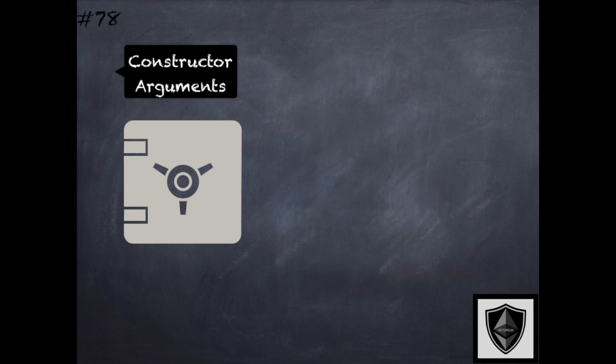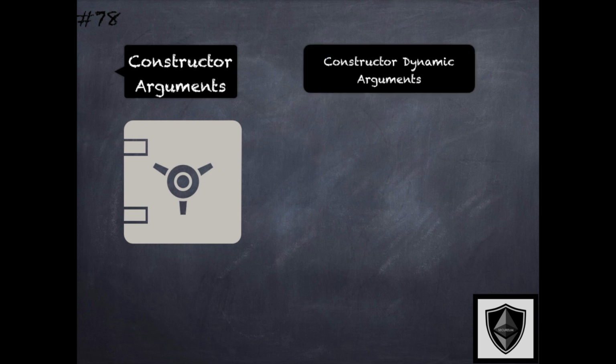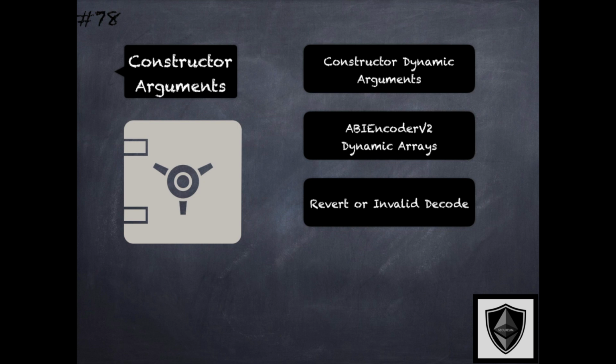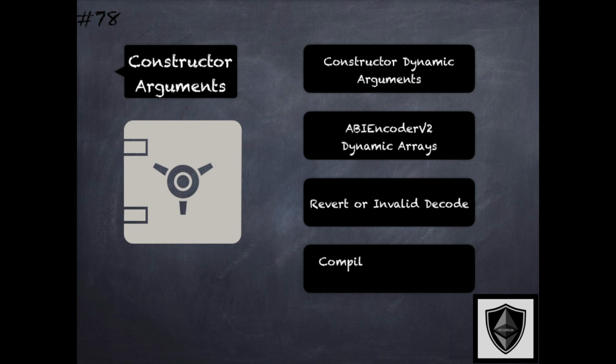This is another compiler bug related to constructor arguments. A contract's constructor that takes structs or arrays that contain dynamically sized arrays, made possible because of ABI encoder v2, reverted or decoded to invalid data because of a compiler bug that was present in the versions shown.